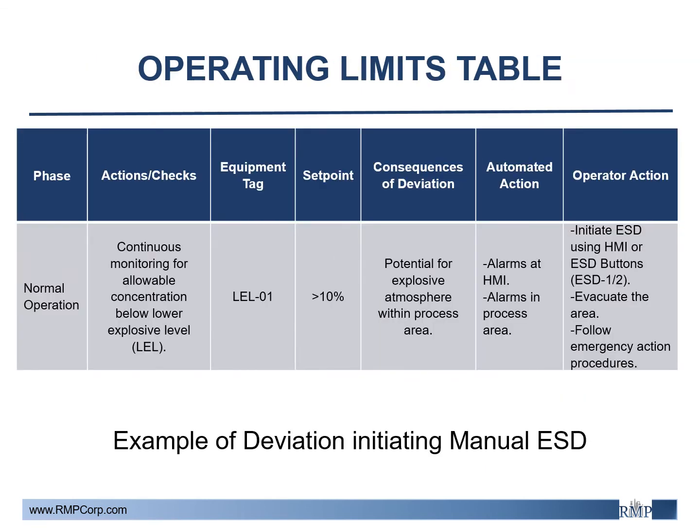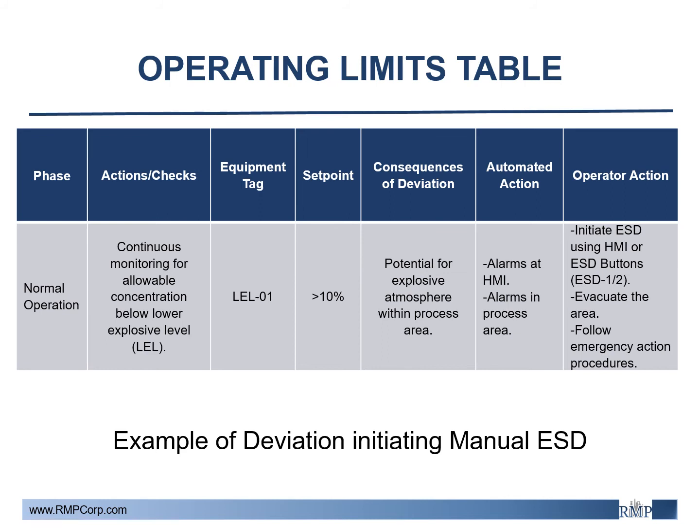This slide is very similar to the last operating limits table. However, deviation from this particular set point will require a manual ESD. I'll quickly read over it again. So first we have our phase of operation, which is normal operations. We have our actions and checks. We have our set point at 10%.